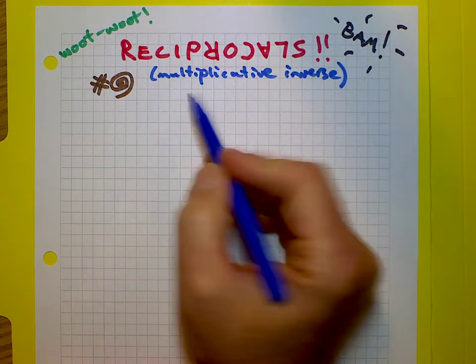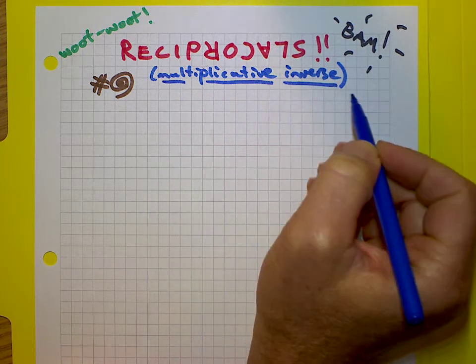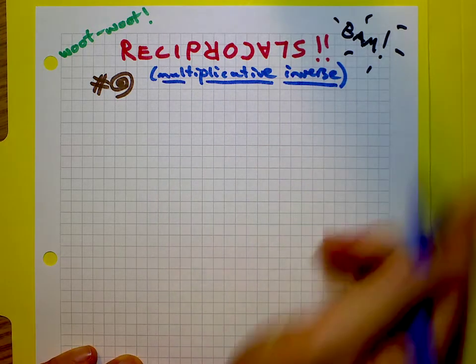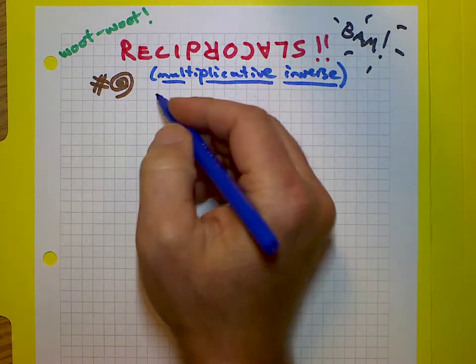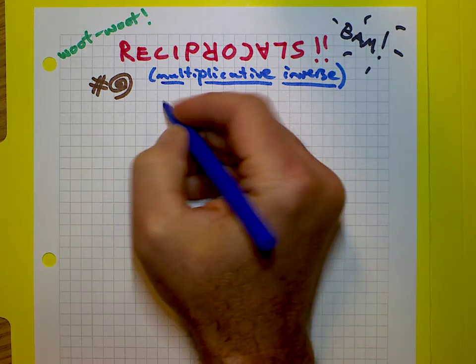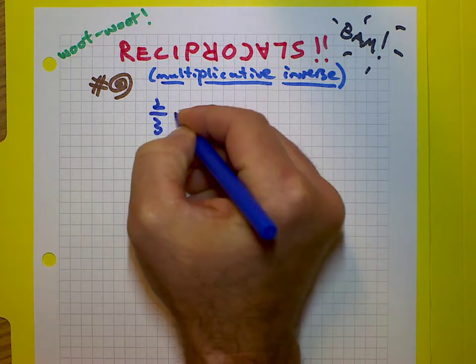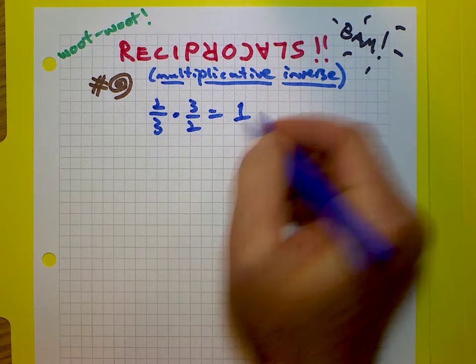Reciprocals, or as they're often called in textbooks from the 1980s, multiplicative inverse. Okay, they're still called that today, but I thought that was funny. Here we go. It's just two numbers that multiply, and their product is one.